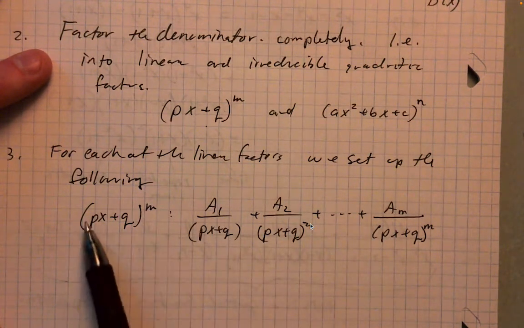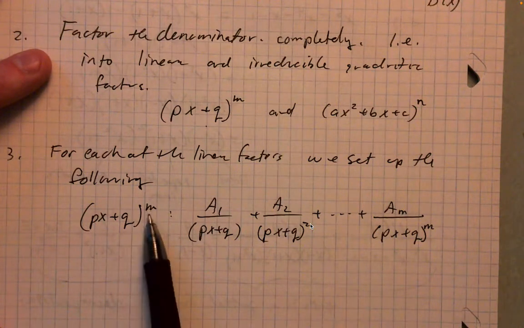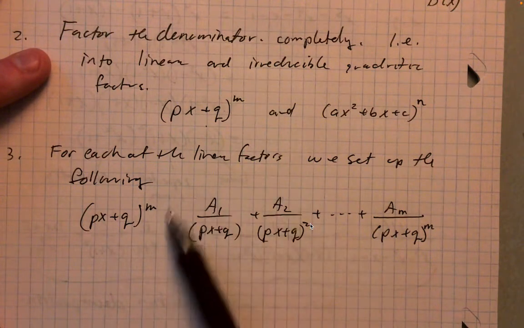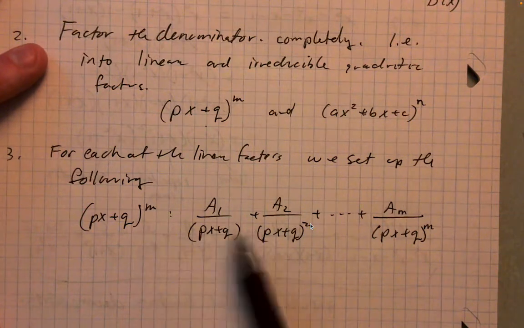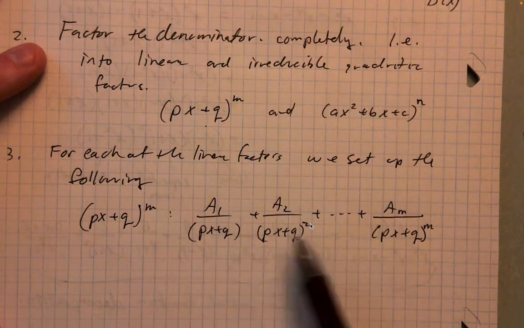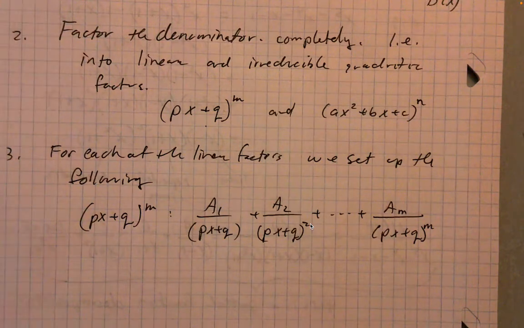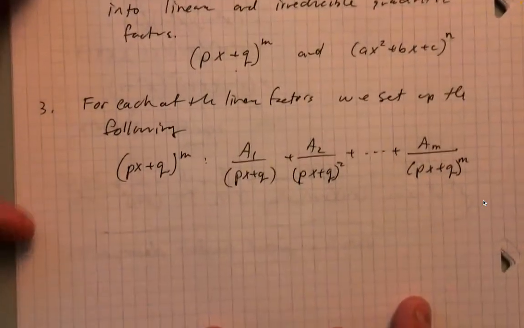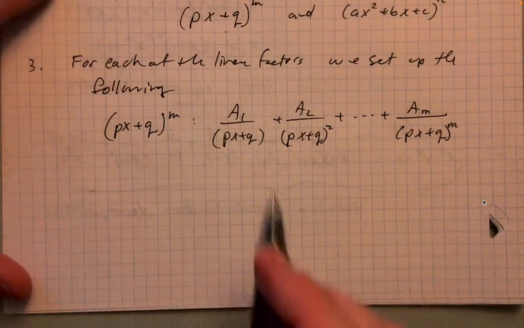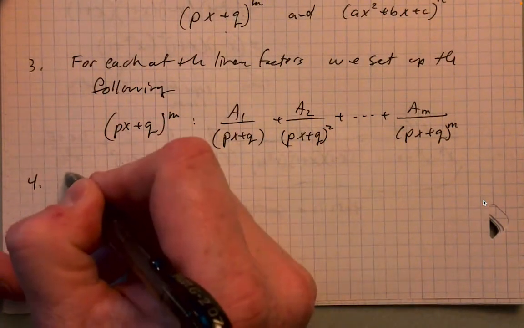So if this is px plus q to the second power, then just these two will suffice. If there's 3 of them, then I'll need the third. I need the first power, the second power, and the third power. That's just the structure of how these things work out. And something similar is true for the quadratic factors.